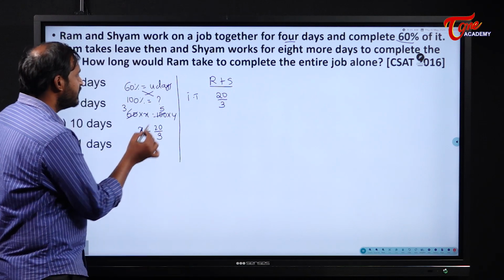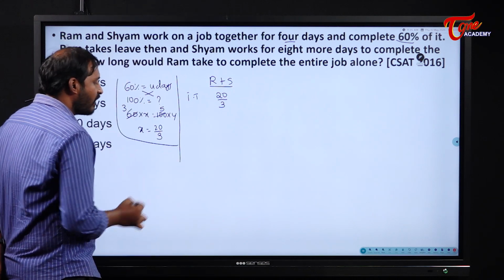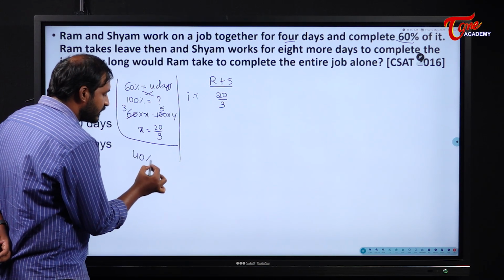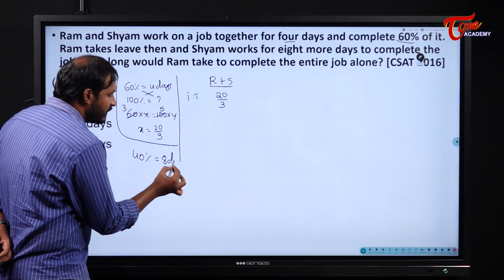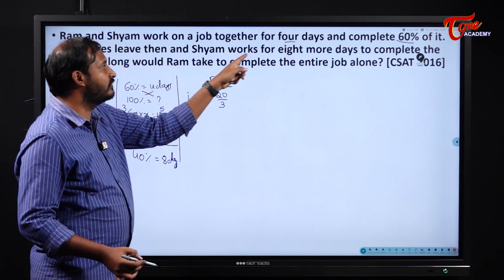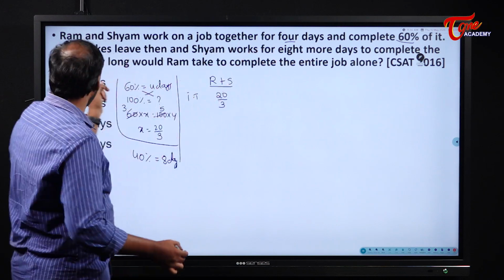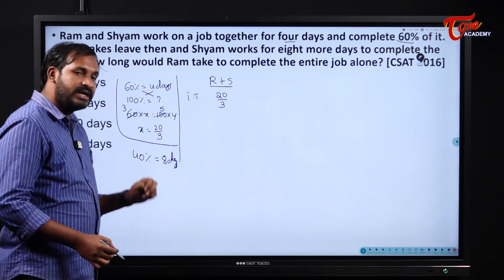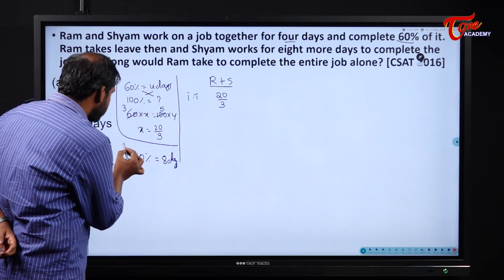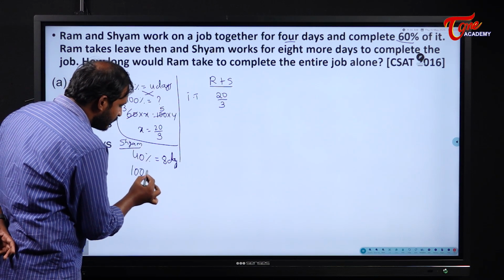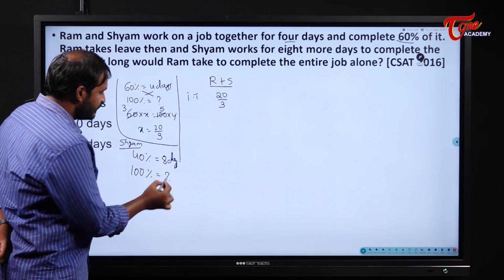Now see here, Shyam is going to finish what percent of work in 8 days? Shyam is going to do 40% of work in how many days? 8 days. Why? Because Ram takes leave, then Shyam will do work for 8 more days to complete the job. That means 40% of work will be done by Shyam in 8 days. Now tell me, Shyam will finish 100% of work in how much time? Let us assume it as x.